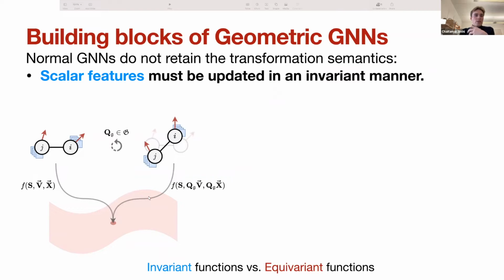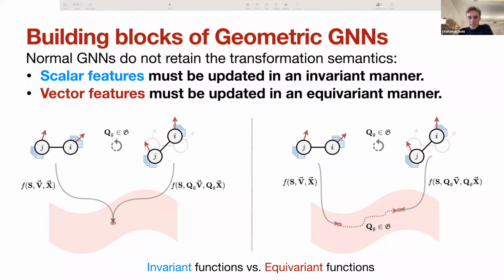And that network function would be an invariant function. It doesn't matter whether I take my graph, compute these distances, and then do the message passing layer, or if I rotate it first and then do the same.